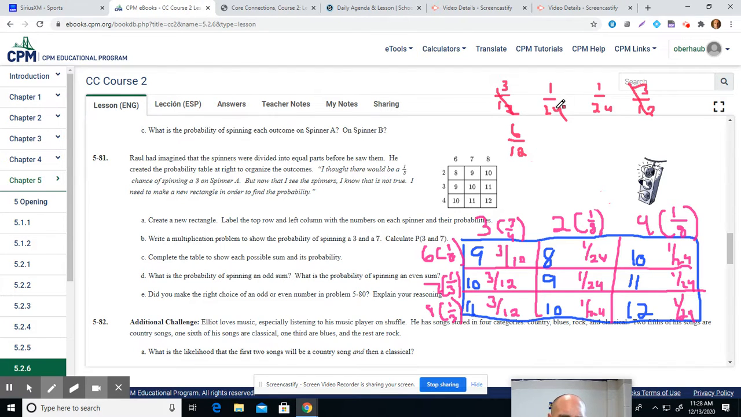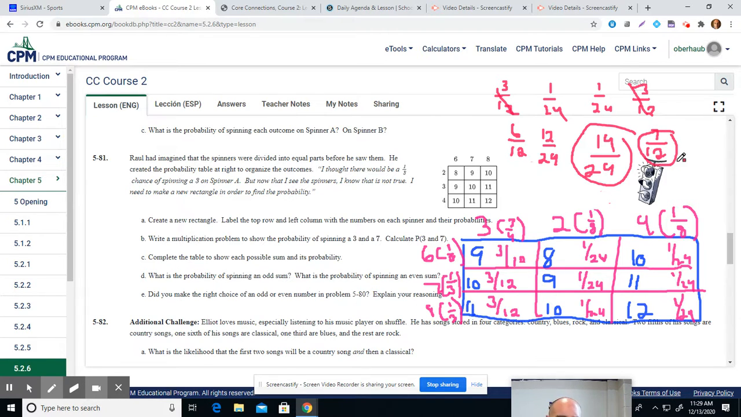Now I need to add them to these numbers, so I need a common denominator. That gives me 12/24. Now when I add these up, I get 13, 14/24. So there definitely is a better chance of getting an odd number than an even number. The probability of an odd sum is 14/24. What's that reduced down to? 7/12. So I have a 7/12 chance of spinning an odd number.